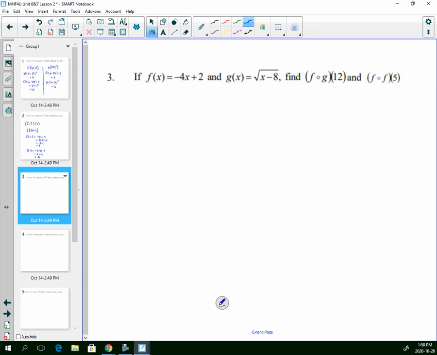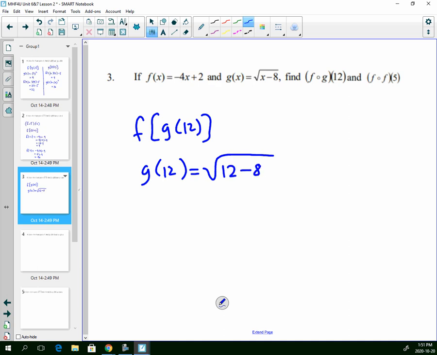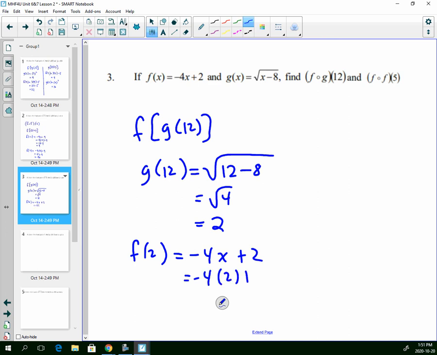These are just similar questions, except we have a square root. I don't think that really makes much difference. Let's do f of g of 12. So we're going to do g of 12 first. So x minus 8 becomes 12 minus 8, which is 4, which gives me a value of 2, and then we'll do f of 2. So that gives us -8 plus 2 is -6.